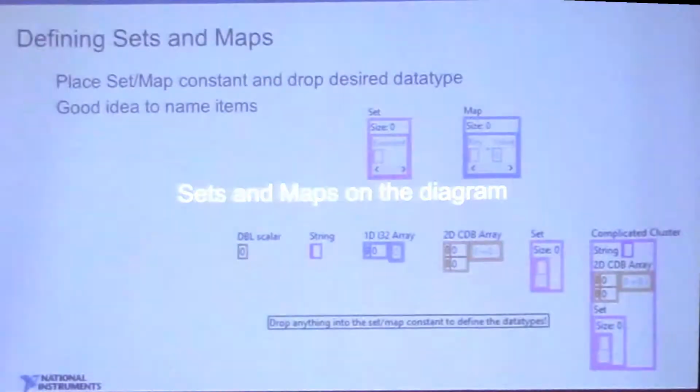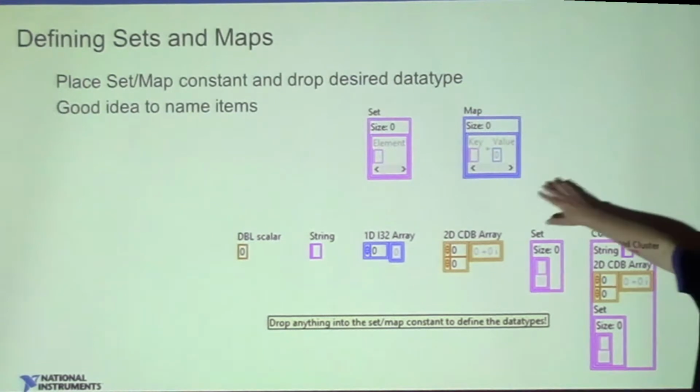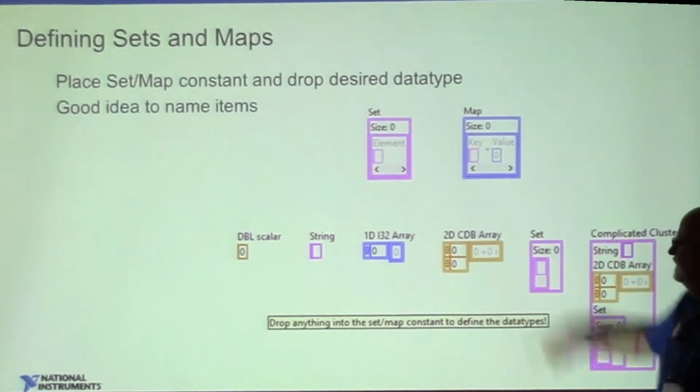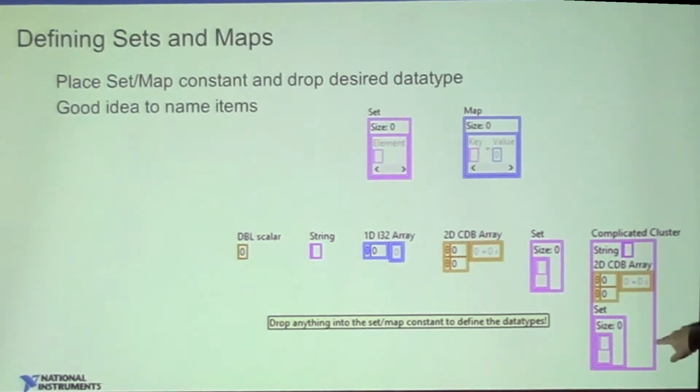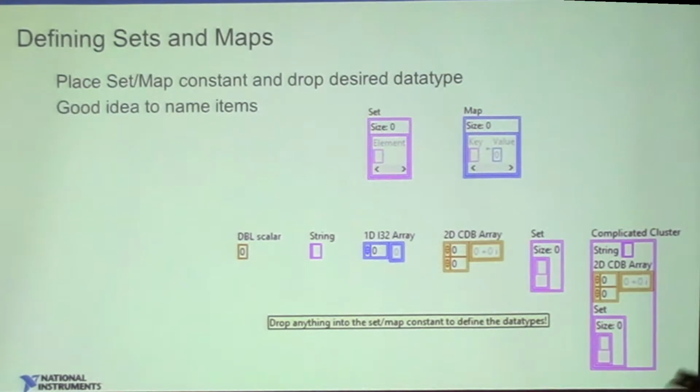So let's look at the diagram. Defining sets and maps. If you place a map or a set constant on the diagram, by default you get that. And if you have time, I can show it at the end. Maybe I shouldn't, just explain it. And in order to change the data type of the set or for the map, you simply take any structure you want, you drag it either here or here, and you define the data type of the key or the value.